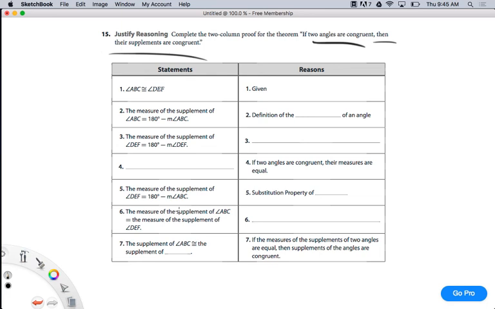All right. So, the measure of the supplement of angle ABC is 180 minus the measure of ABC. That's the definition of the what of an angle? It's only one word that could possibly make sense there. Supplement. Exactly. And this is the thing. When you're going through the test, don't think that you're going to have to do something that you've never done before. It's all logical, so only one thing could make sense. The measure of the supplement of angle DEF equals 180 minus the measure of DEF. It's the same thing. So again, the definition of the supplement of an angle.